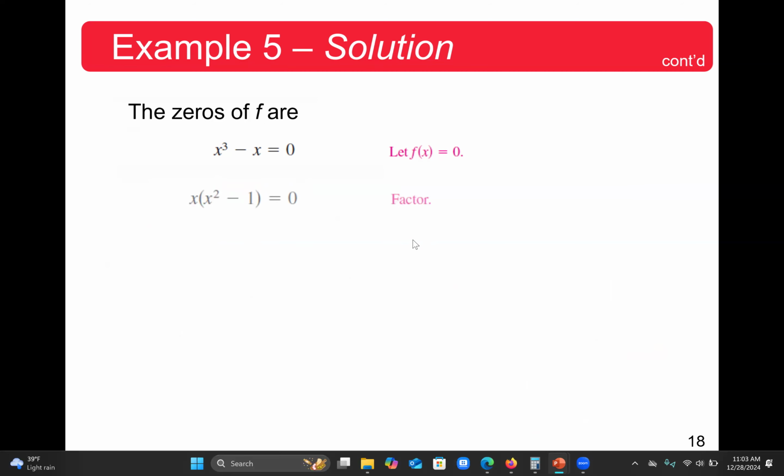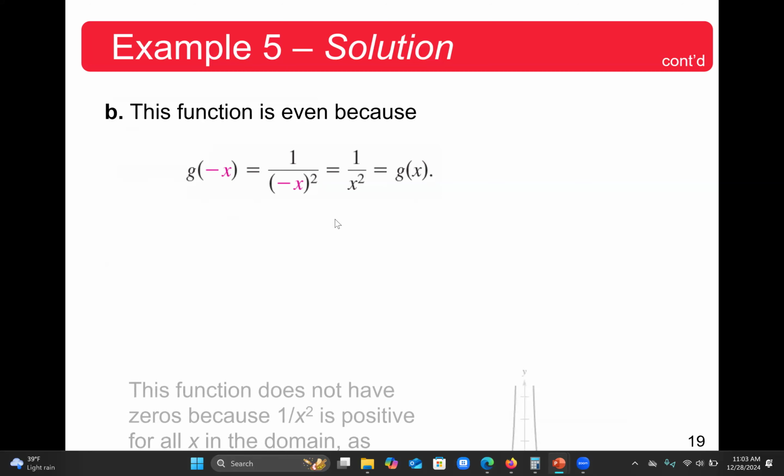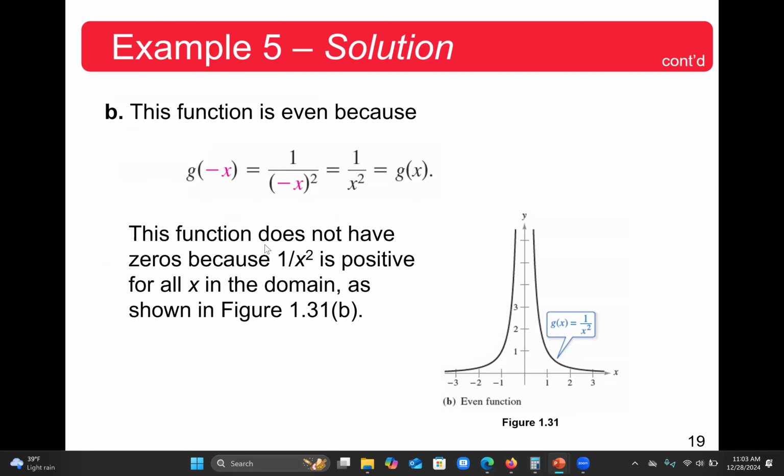So we just substitute with the negative value. So we get negative x, which means we get 1 over negative x squared. Now we know negative x, if it's an even power, will still give us positive. So this means g at x is the same as g at negative x, which gives me g at x. So this is an even function. Now this function does not have any zeros because 1 over x squared is positive for all x in the domain.